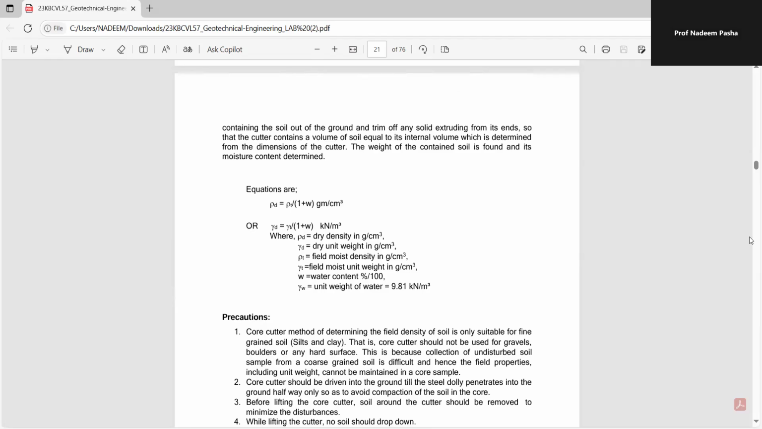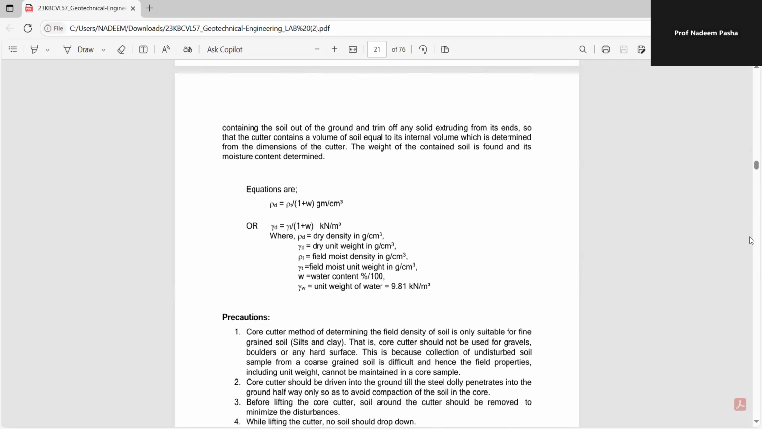Precautions. What are the precautions you need to take during this test? The core cutter method of determining the field density of soil is only suitable for fine grained soil, silts and clay. This method is not suitable for gravels, boulders or any hard surface. This is because collection of an undisturbed sample from a coarse gradation is difficult. Hence, the field properties including unit weight cannot be maintained in a coarse sample. This core cutter method is suitable only for fine grained soil, silt and clay, not for coarse grains.